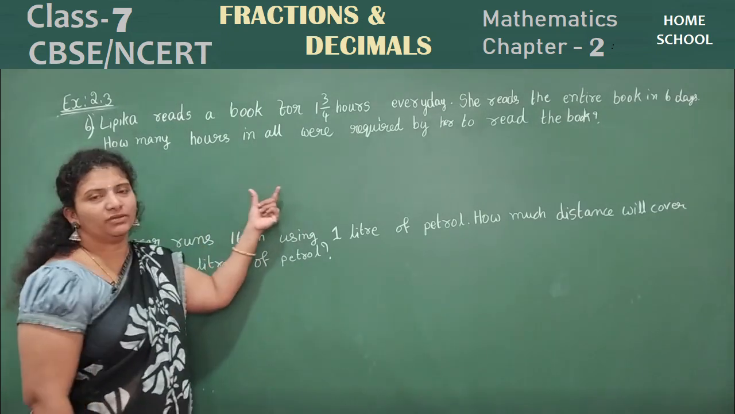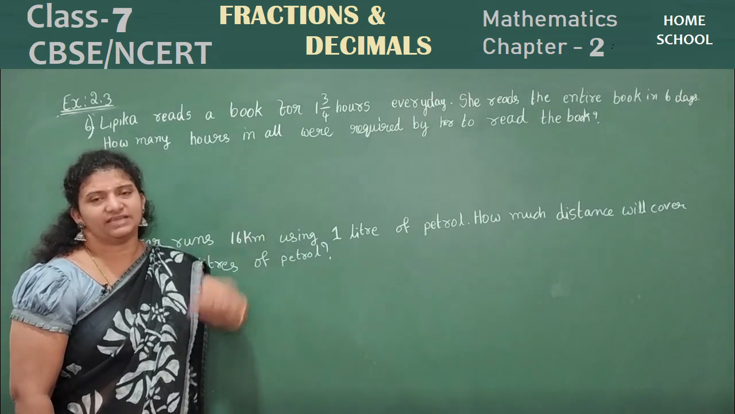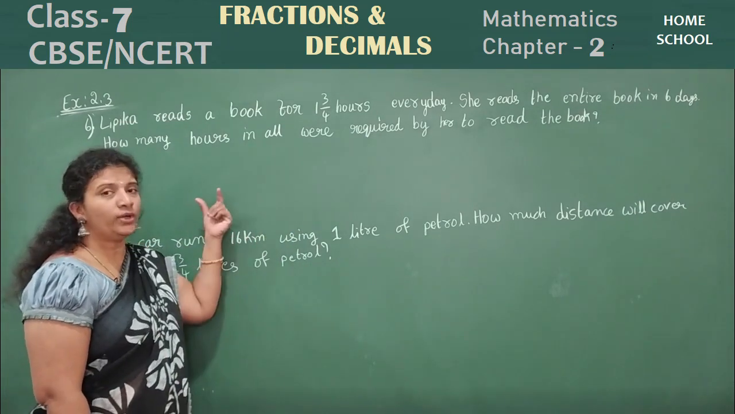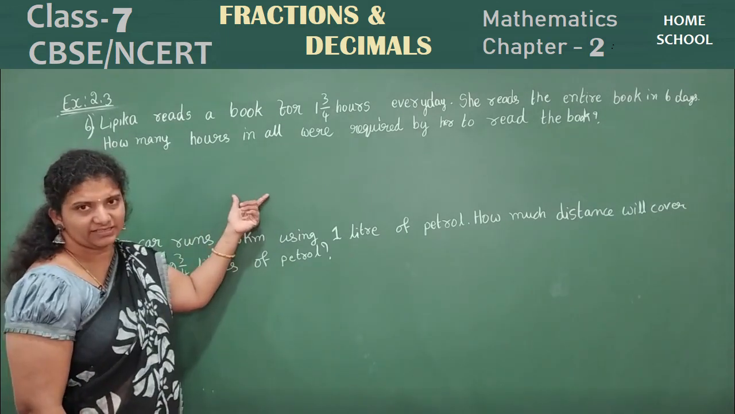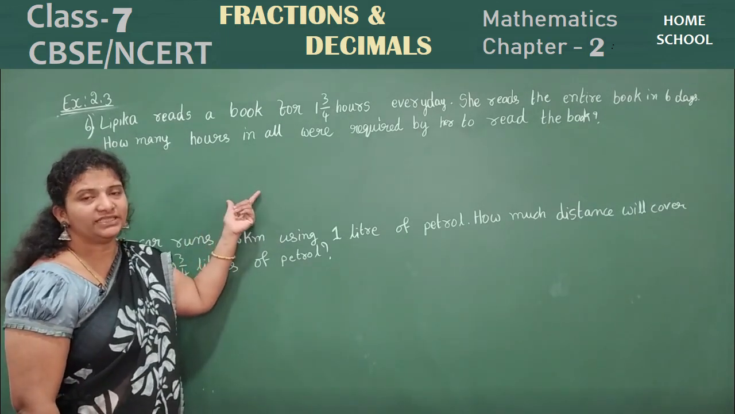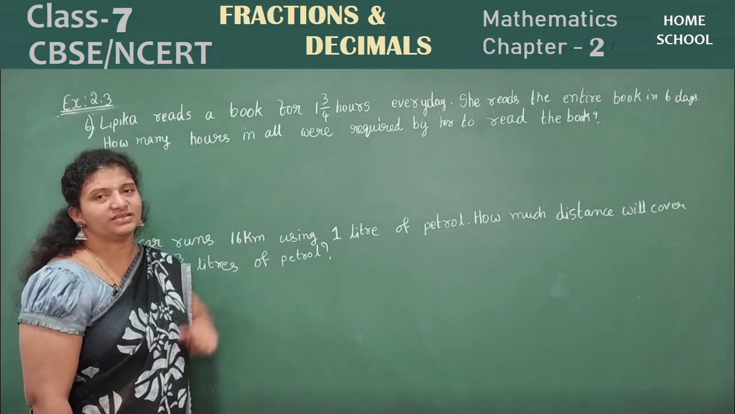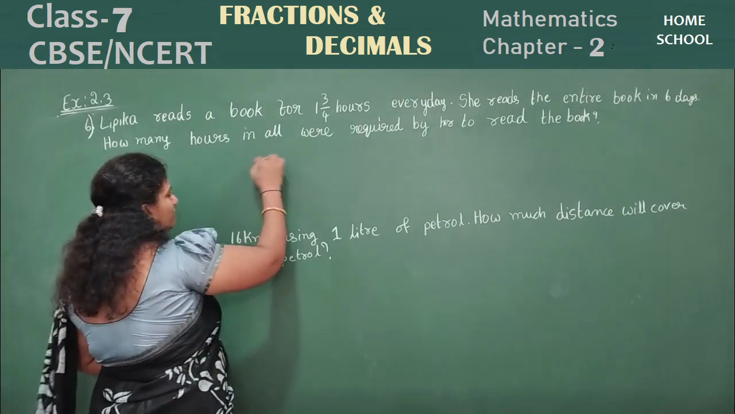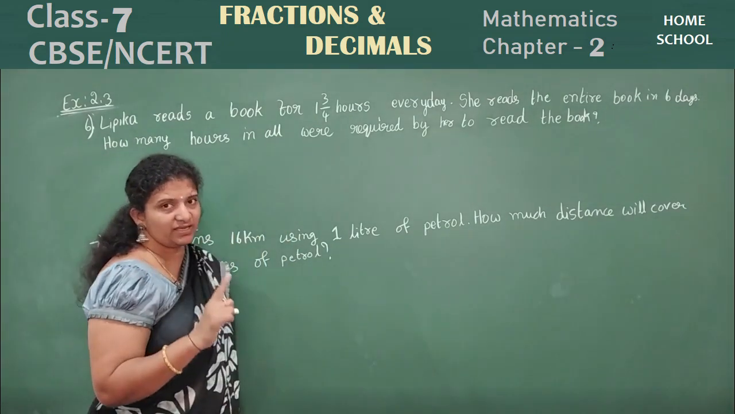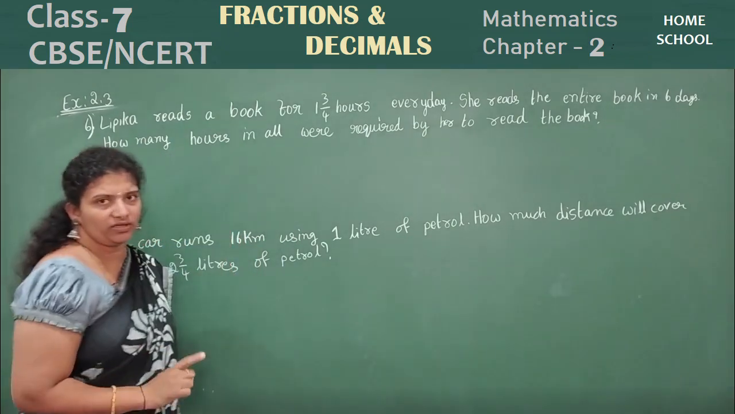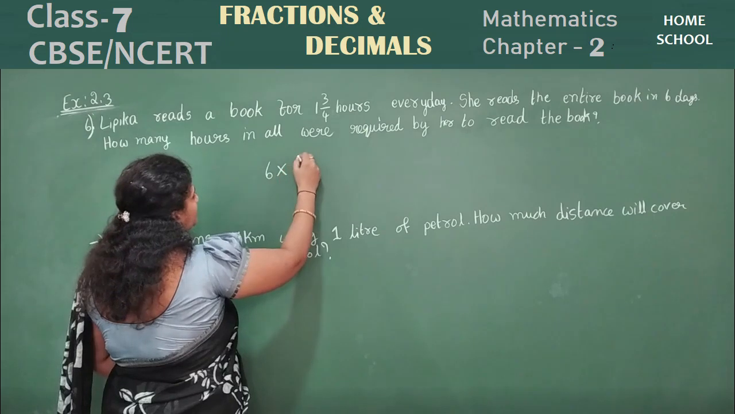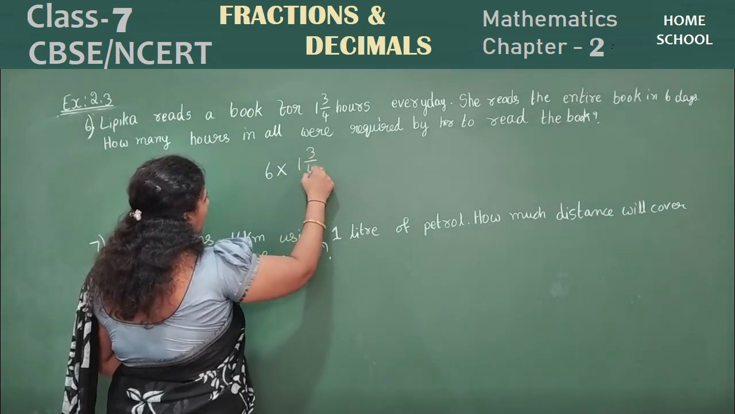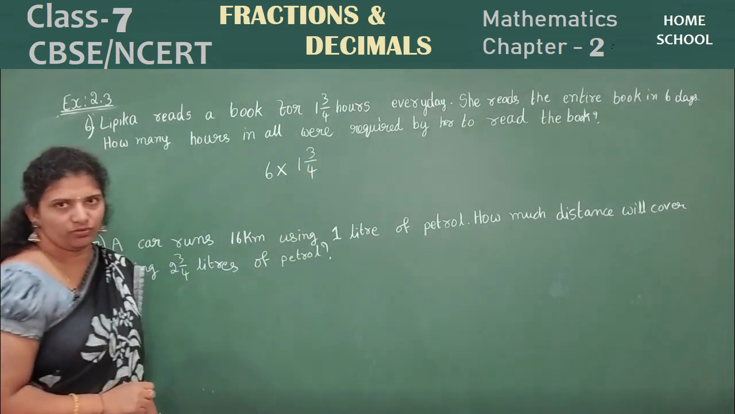She completed the book in how many days? 6 days. Okay, total hours, if you are going to write the sentence, total hours she has taken to complete this book is equal to, I am just writing only one word answer here, children. You need to complete that homework, verbal statement. That is 6 days she has taken every day 1 3/4.